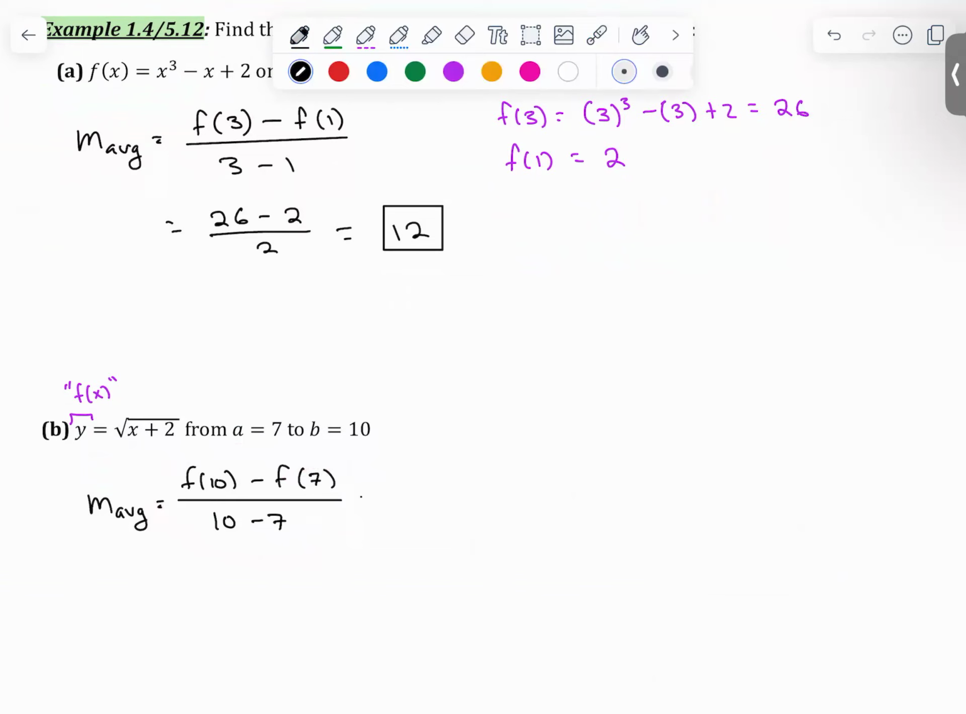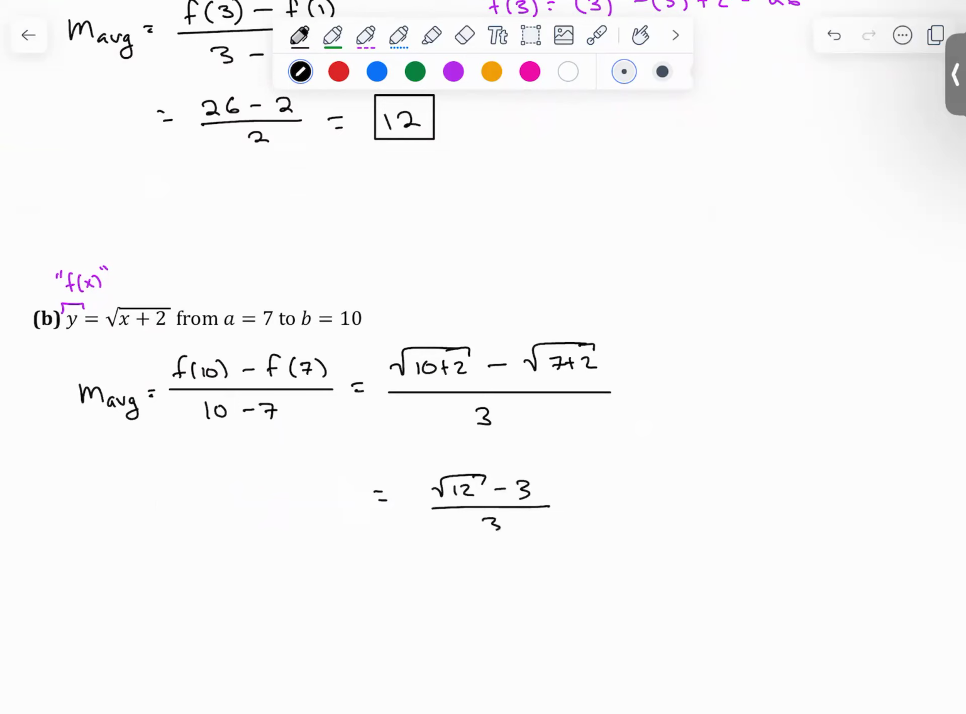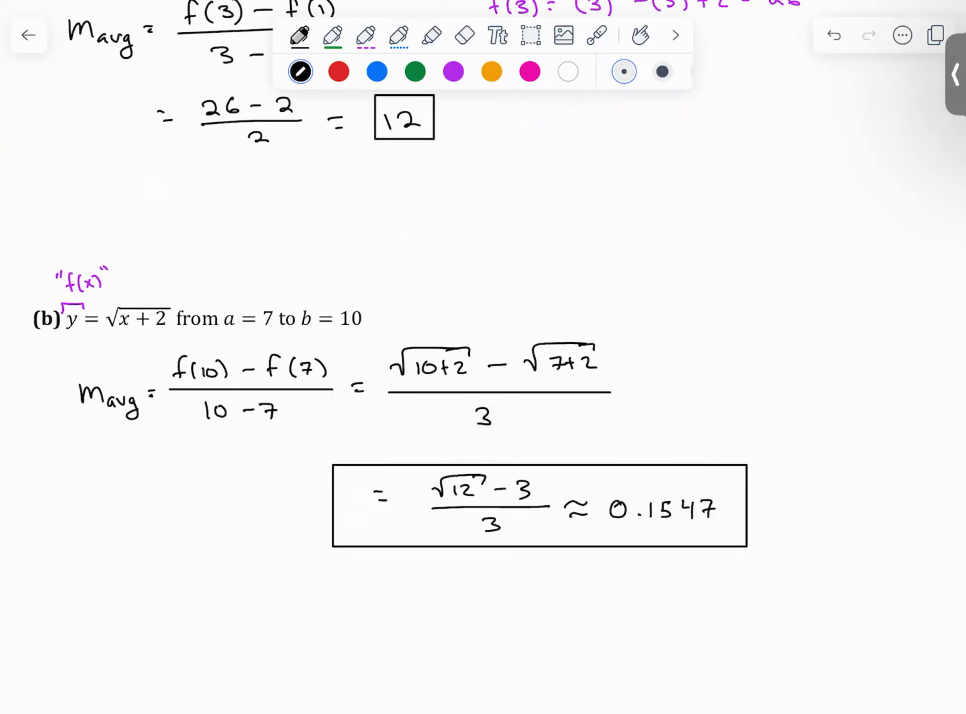So f of 10 means plugging 10 into this expression. That would be the square root of 10 plus 2 minus the square root of 7 plus 2, all divided by 10 minus 7, which is 3. That's the square root of 12 minus 3 divided by 3, or approximately, depending on whether they want an approximation or the exact answer, 0.1547. So that is our average rate of change for the second one.